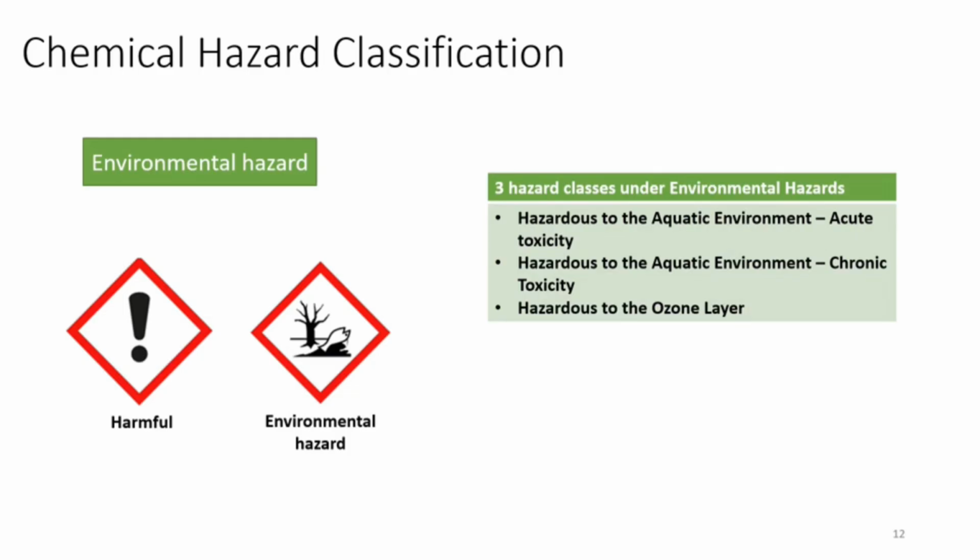Lastly, environmental hazard refers to chemical substances which can have harmful effects on the environment. There are 2 pictograms associated with environmental hazard. They are harmful and environmental hazard. There are only 3 hazard classes, namely hazardous to the aquatic environment, acute toxicity, hazardous to the aquatic environment, chronic toxicity, meaning either the short-term or the long-term effect of the chemical on the environment. And lastly, hazardous to the ozone layer.